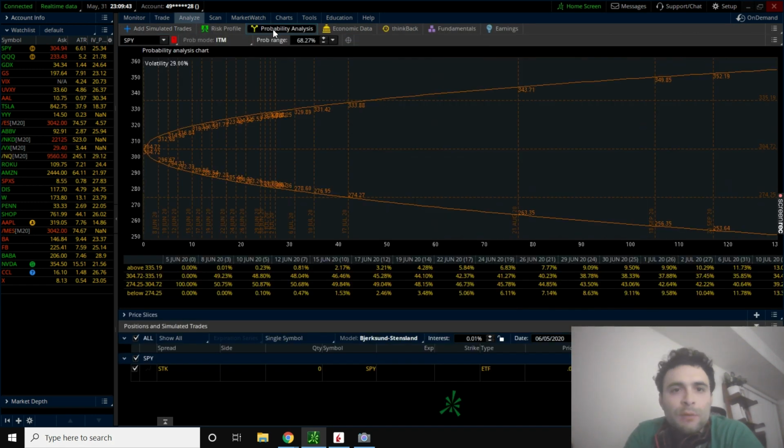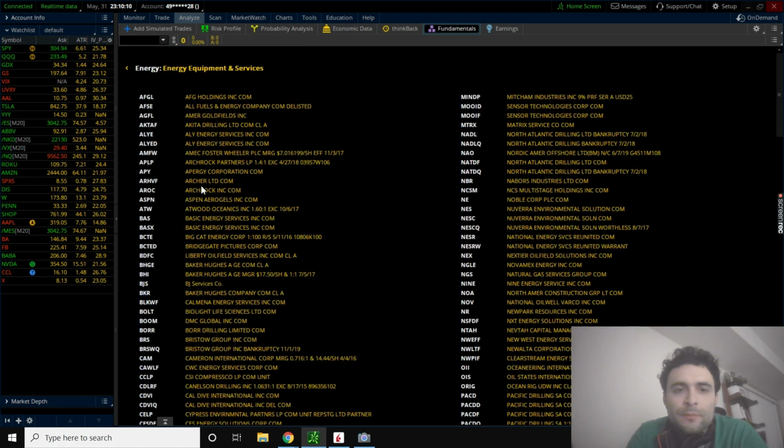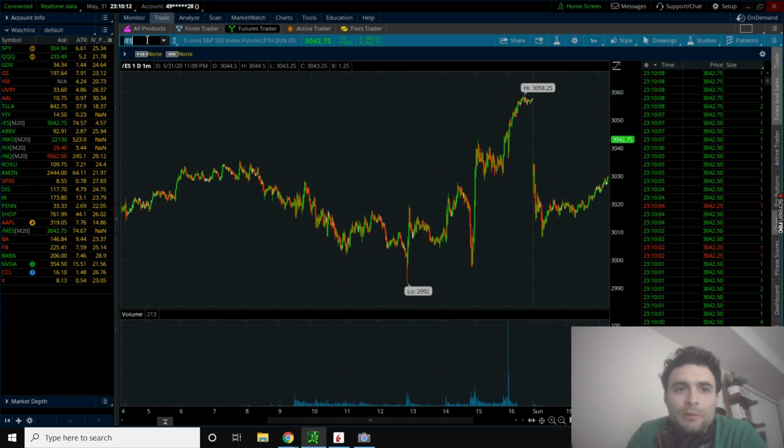Risk profile, probability analysis, economic data. You have all this. It's all free, and it's all right here for you. ADP, cryptocurrencies, commodity prices. It's clear that TD Ameritrade is smooth. It's clean. It's easy to use. It may not be as simple as Robinhood, but Robinhood doesn't offer what ThinkorSwim does. And this is free. Now I'm gonna go to Interactive Brokers.